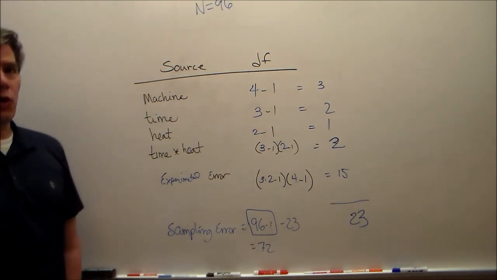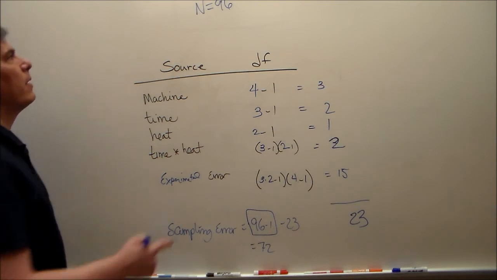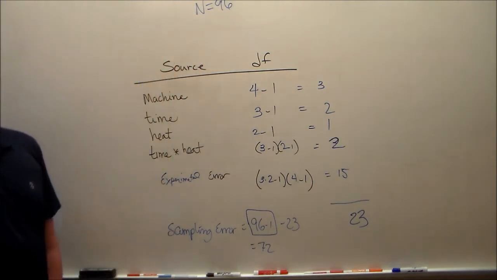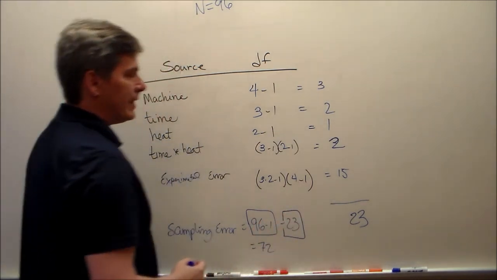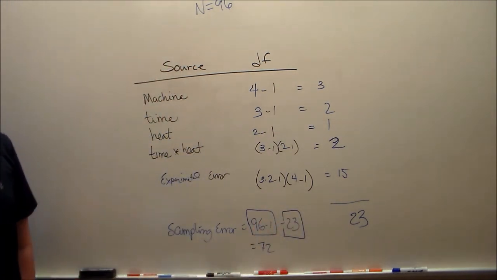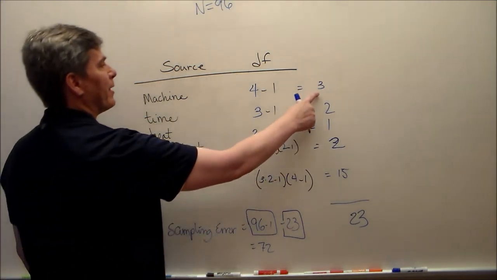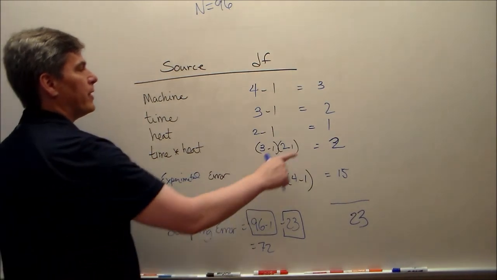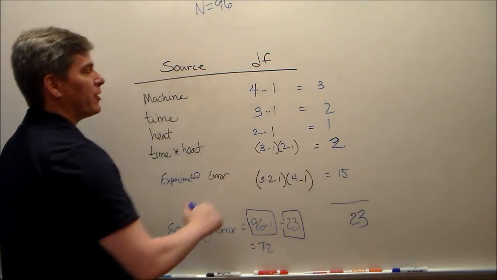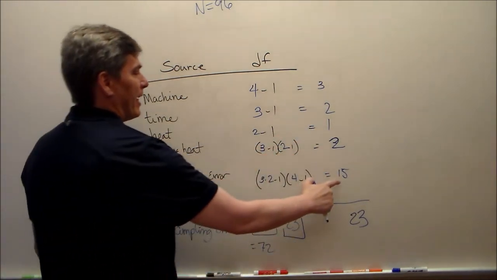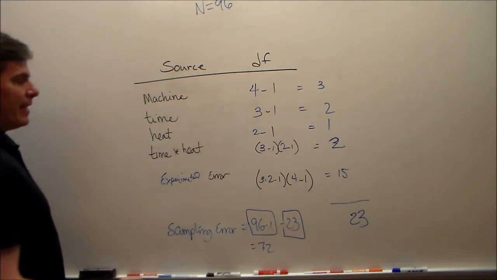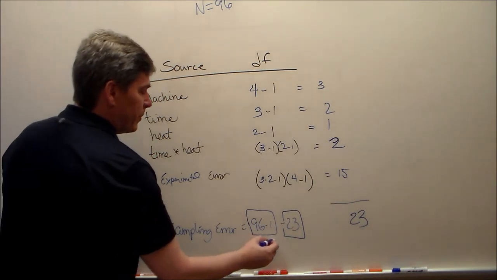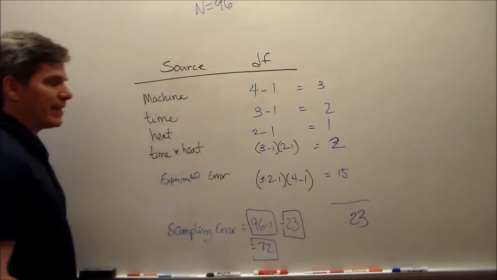96 minus 1 is the total degrees of freedom, capital N minus 1. This 23 is the degrees of freedom taken up by this model, and that consists of 3 degrees of freedom given to the machine, 2 to the time, 1 to the heat, 2 to the interaction of time and heat, and 15 for the experimental error. And that leaves 72 degrees of freedom for that sampling error.